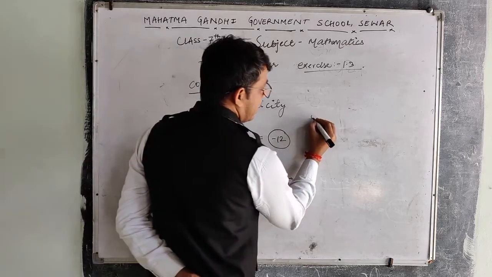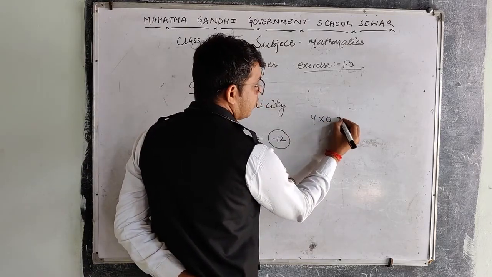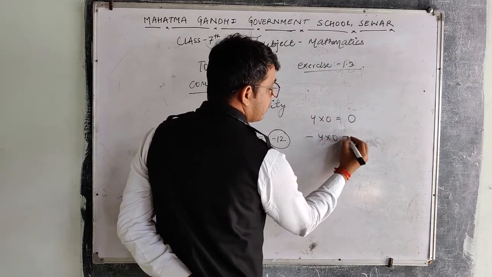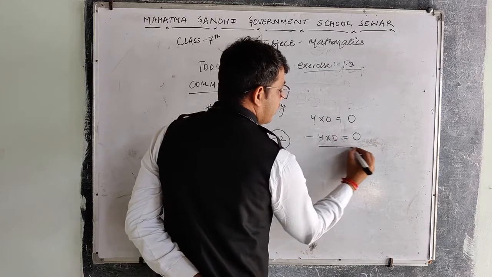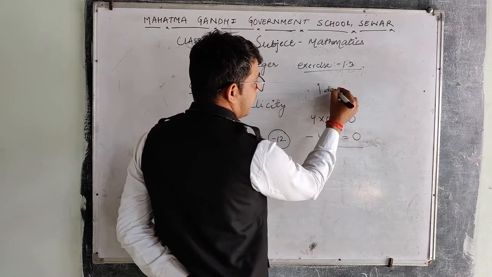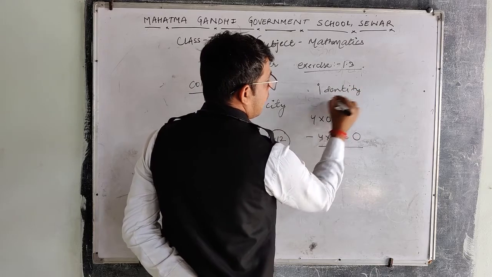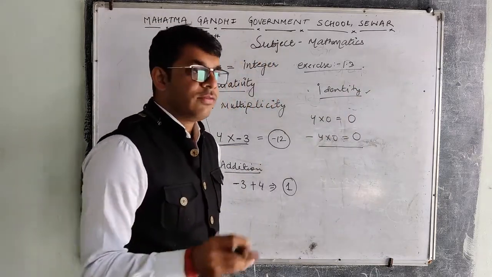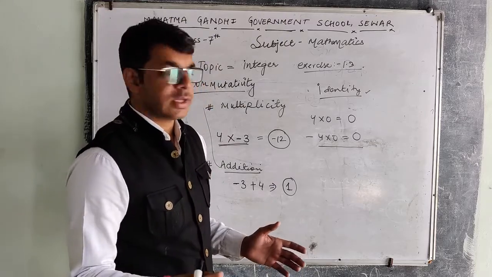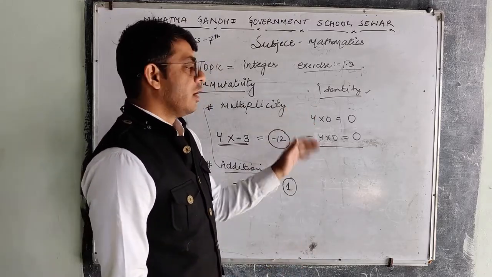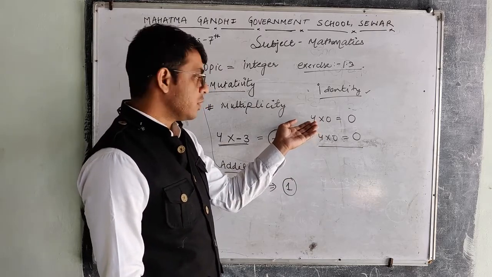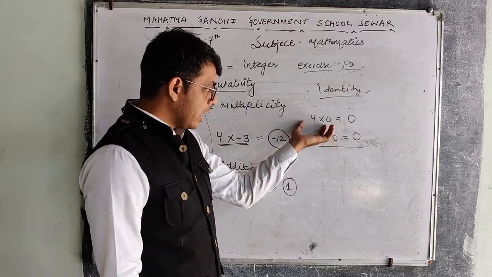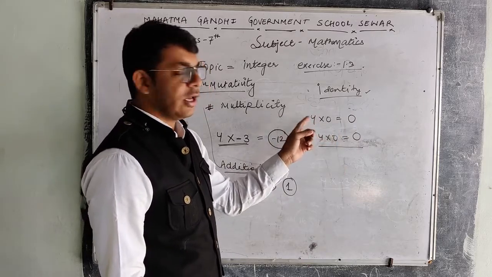Now we will identify what is the identity of a multiplication of an integer. If I multiply 4 with 0, what will be the result? 0. If I multiply minus 4 with 0, what will be the result? 0. We are talking about identity. Identity means recognition. If we want to analyze or identify something, that is called identity. We are calling it 4 because it comes after 3 or before 5. It means there is an identity through which we identify a 4.